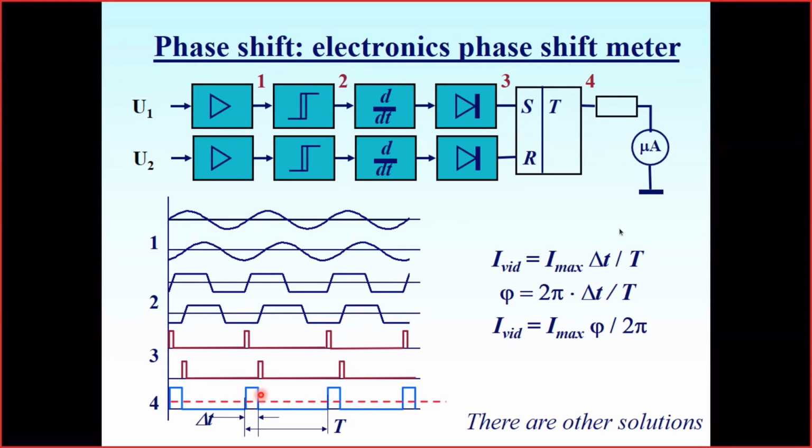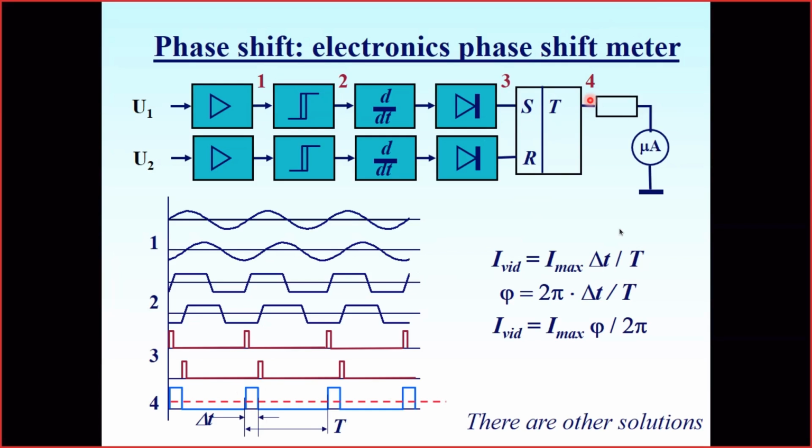So it means that the duration of the pulse will be proportional to the phase shift. The bigger the phase shift between U1 and U2, between the first and second channel, the longer this time when the output of the trigger is at 1. Then we may work in a different way. We may send this output to some kind of digital device, for instance a microcontroller, which counts this duration while the output of the trigger is at 1.